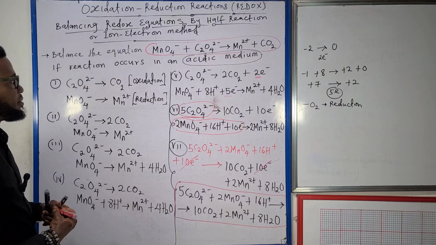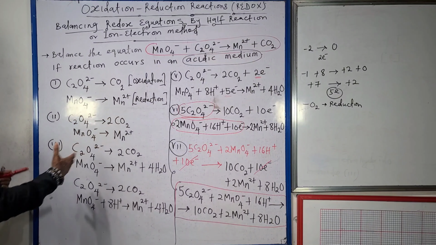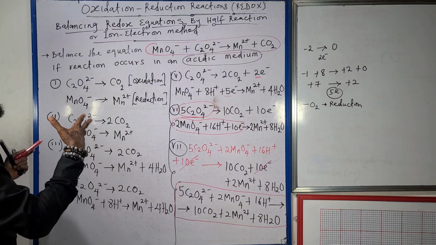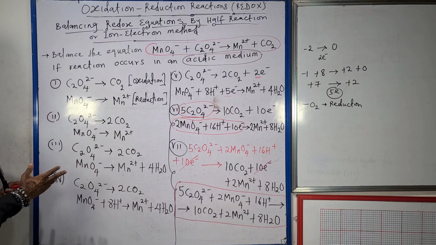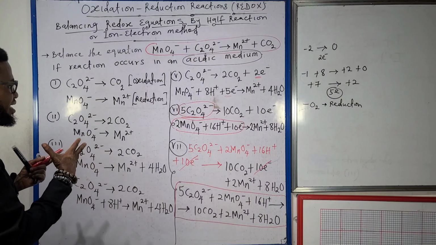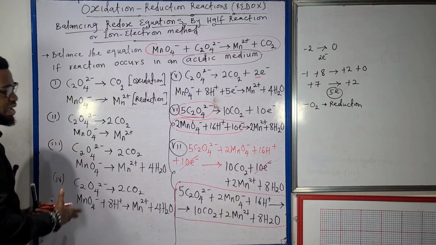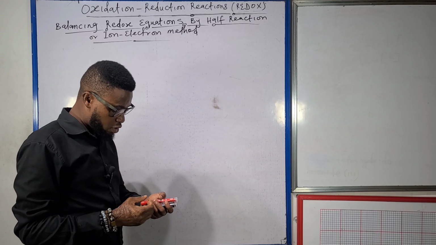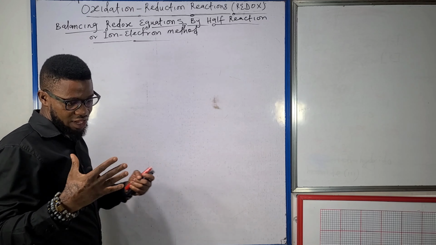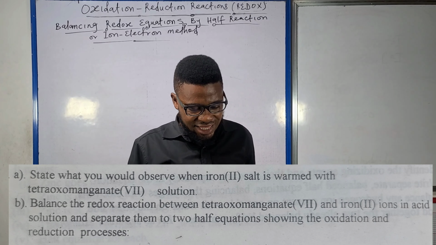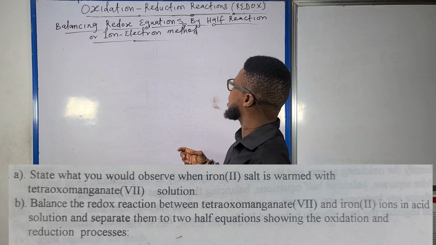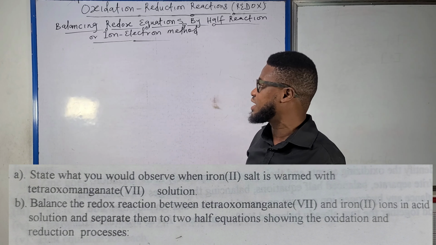the ion-electron method. So you can see, usually when you have questions like this in your exam, it's usually about 8 to 10 marks. So moving on, let's take another example. As you can see on your screen, in this case, the equation has not even been constructed.